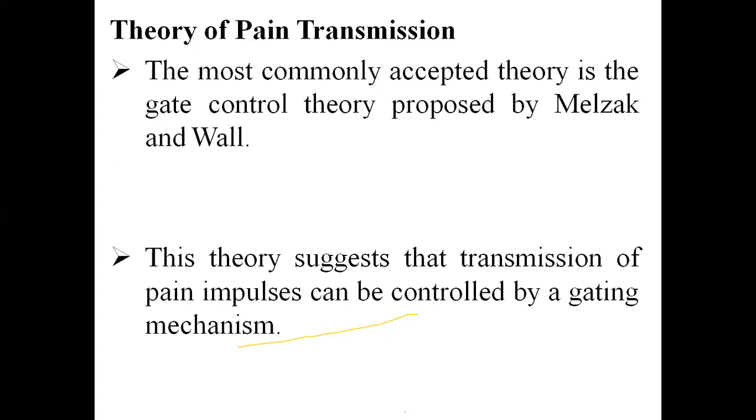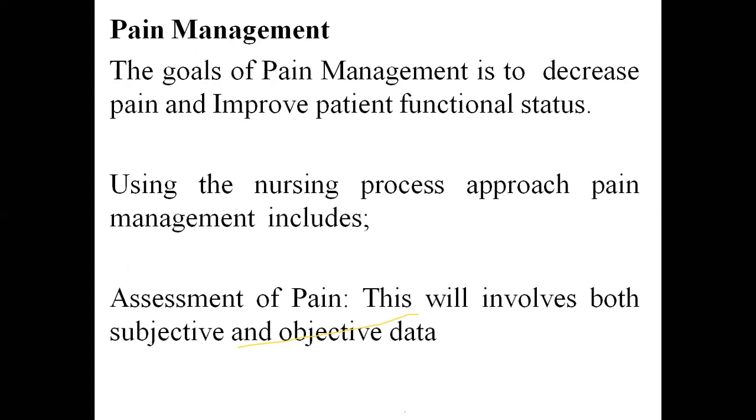Then the theory of pain transmission now. What are those theories that are understood for pain transmission? The most commonly accepted theory is the gate control theory proposed by Melzack and Wall. This theory is in your manual. I will encourage you to go through it and understand it better. The theory suggests that transmission of pain impulse can be controlled by a gating mechanism. Next slide, please.